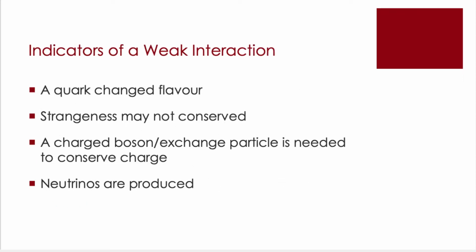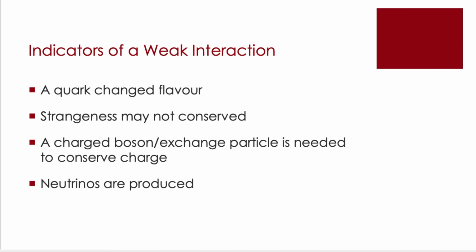There are a few indications that should give you a clue that a weak interaction is going on. One of the easiest things to look for is, does the quark change flavor? By that I mean, does it change its type? For example, in a beta decay, we have a neutron turning into a proton. But on the quark level, we have an up quark turning into a down quark, or a down into an up, depending on whether we're talking about a beta plus or a beta minus. We might also have an up quark turn into a strange quark, for example. That means strangeness would not be conserved, because only a strange particle has a strangeness value. Everything else has a strangeness value of zero. It's one of the few times your physics teacher is not going to complain if something's not conserved.